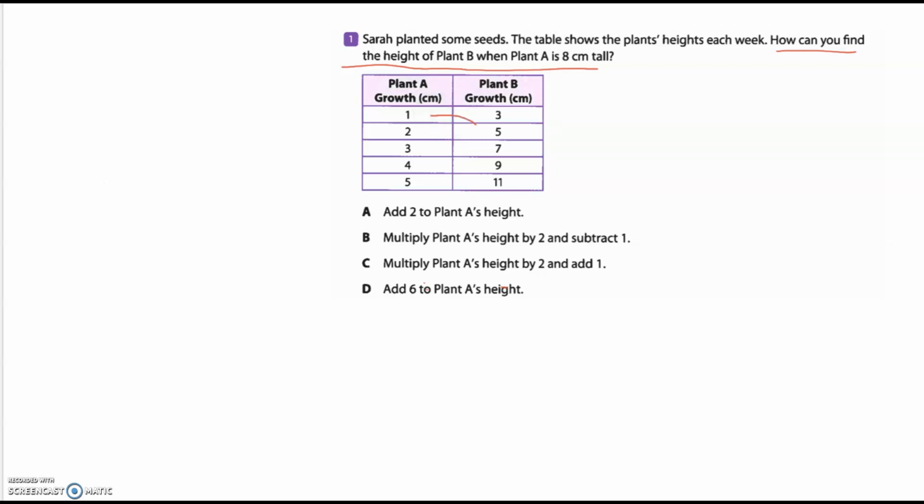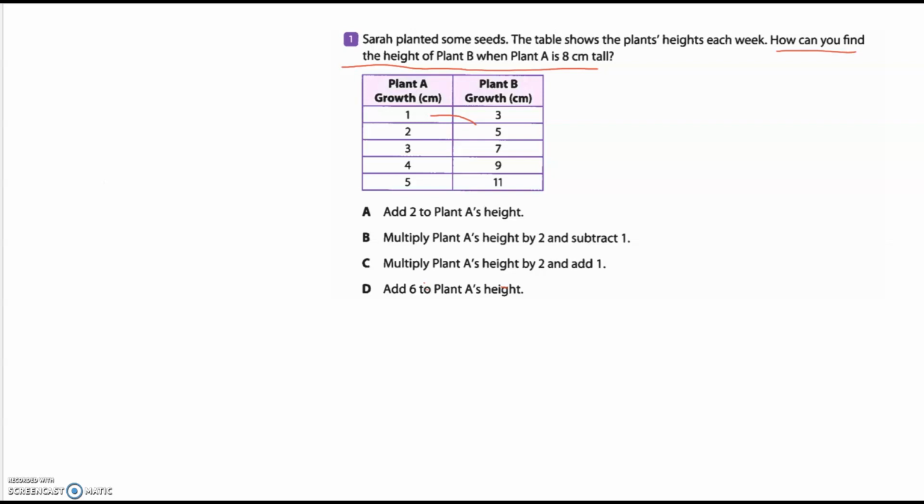So what we have to do is figure out what's happening between 1 and 3. What is the rule here? What is happening in this table? How are these numbers related? In this case, they give us 4 of the rules, and we just have to test them to see which one is the correct answer. Sometimes you have to come up with the rule on your own. Because they give us 4 choices, we're just going to test them and figure out which one's right.